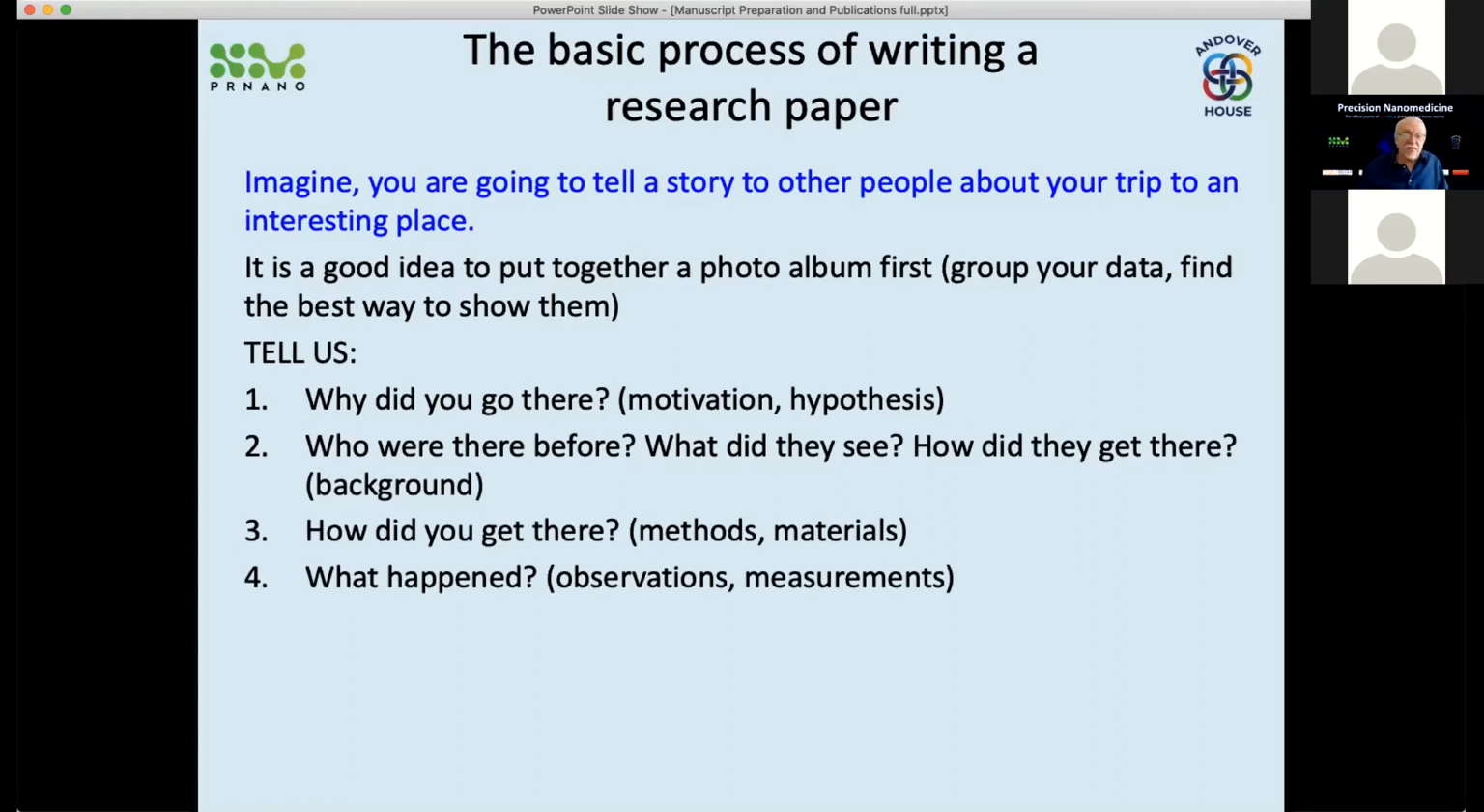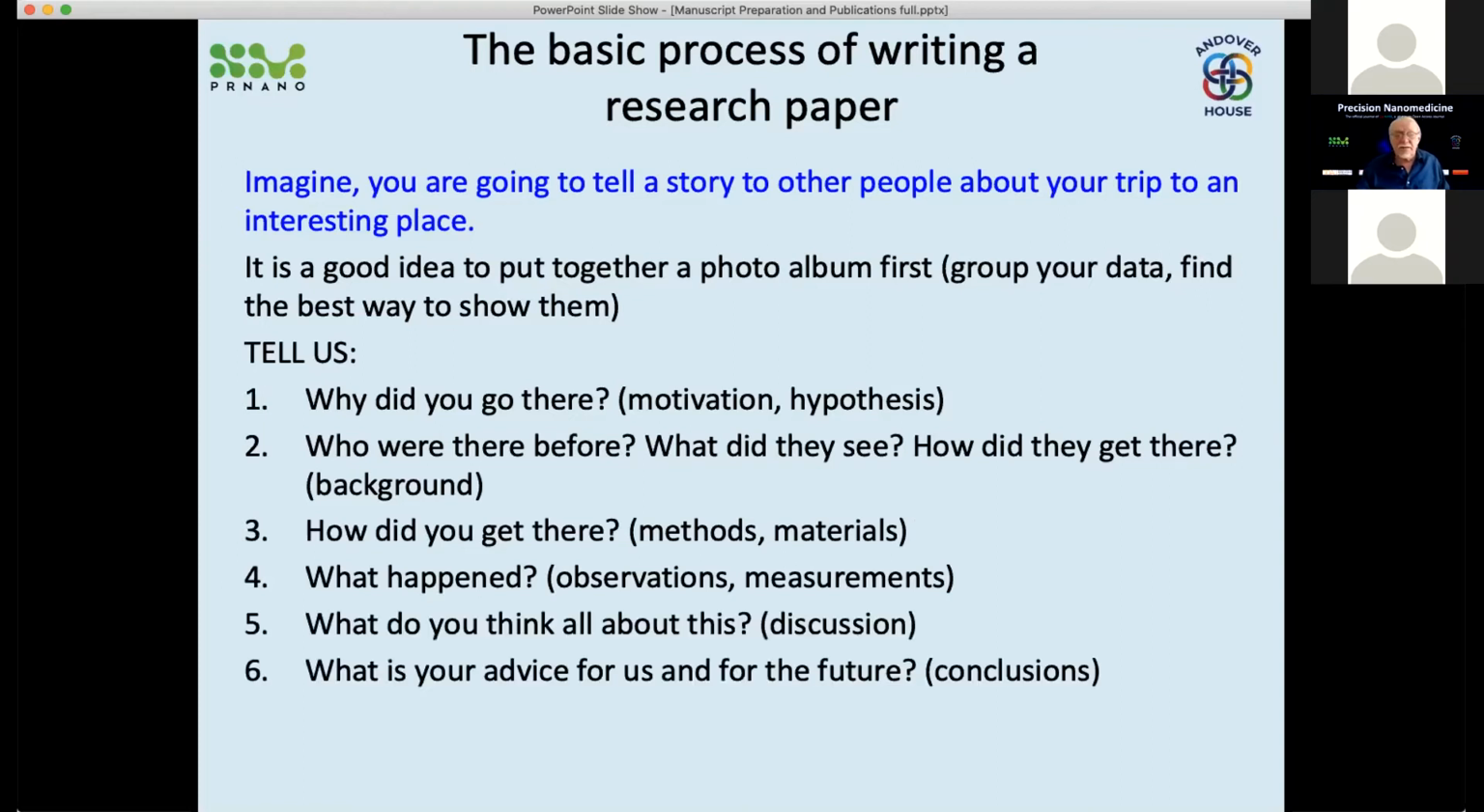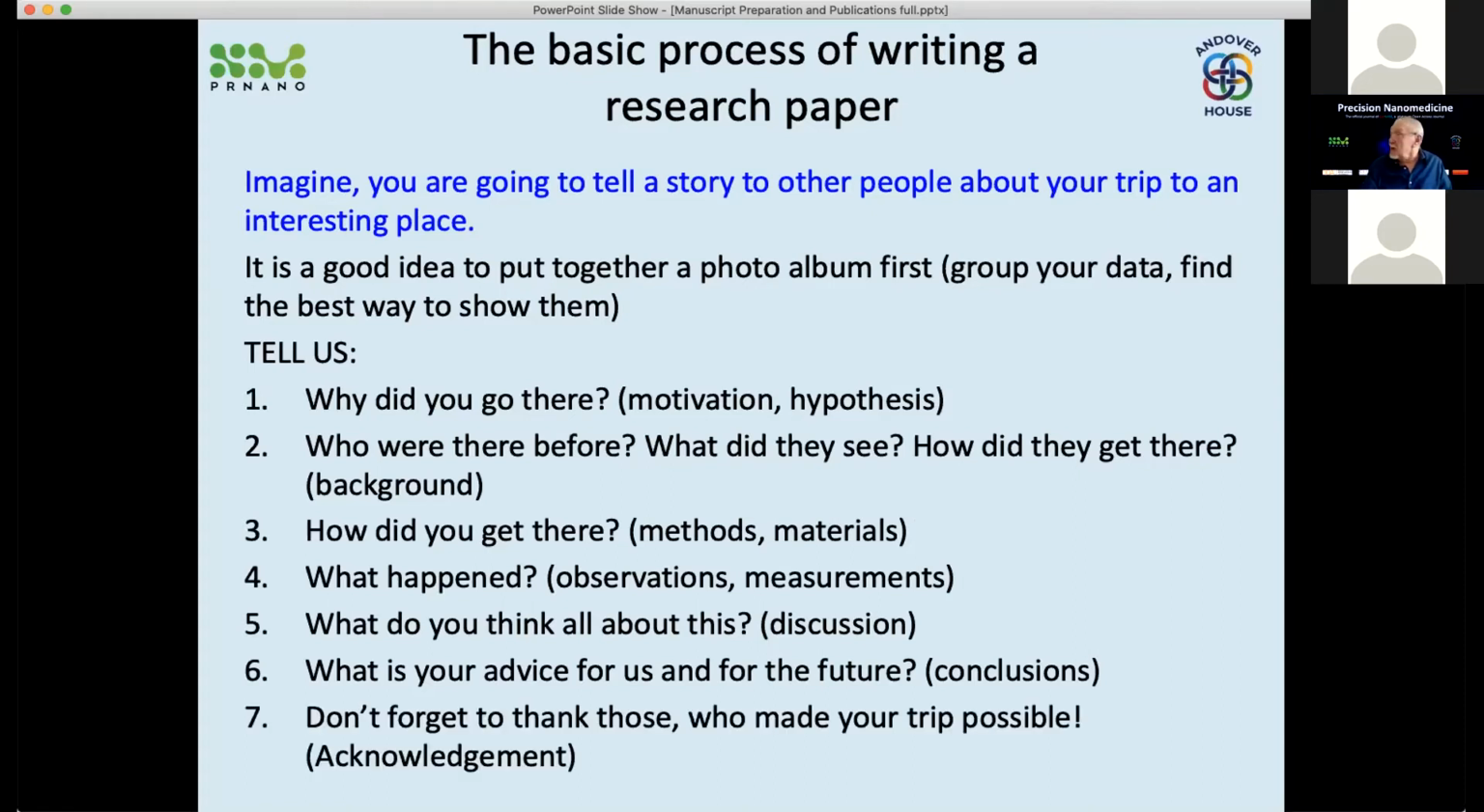How did you get there? What kind of methods and materials were used? What happened when you got there? Observations and measurements. What do you think about all this? What do you want to tell me about this? What is your advice for us and for the future, to draw conclusions? Don't forget to thank those who made your trip possible. That goes into the acknowledgement.